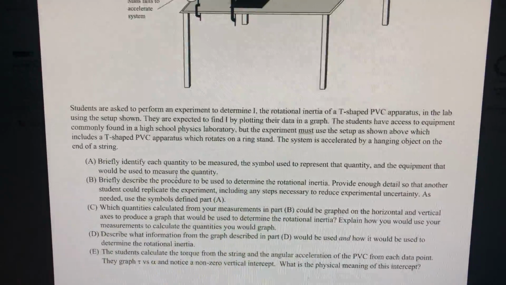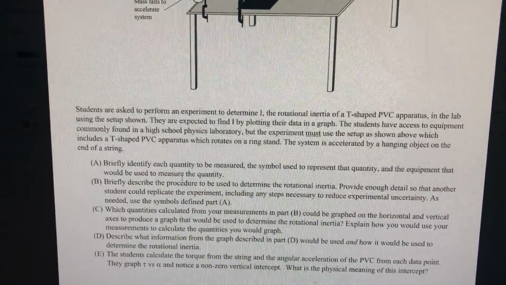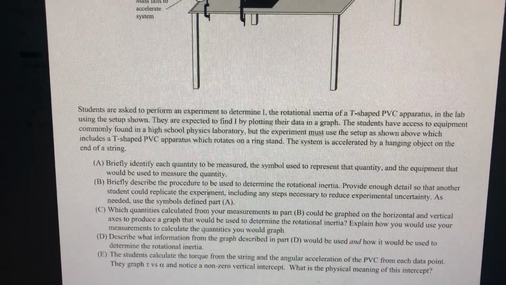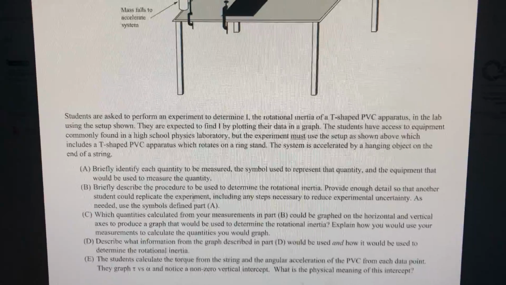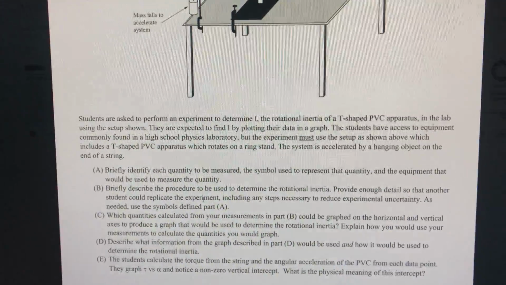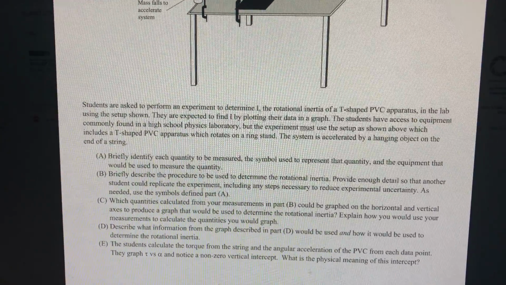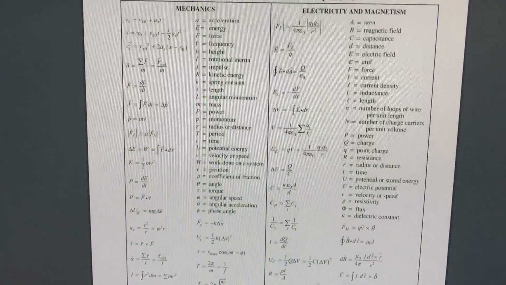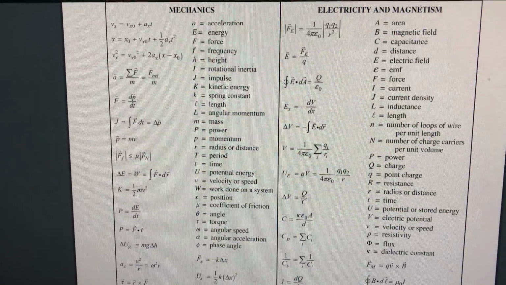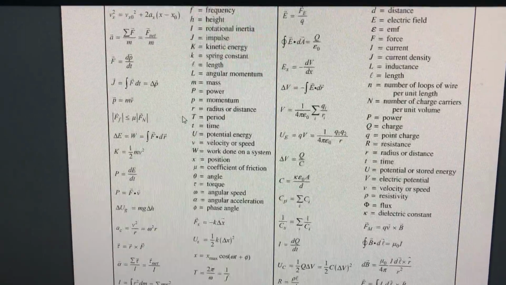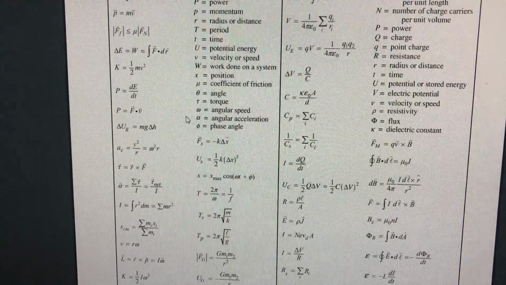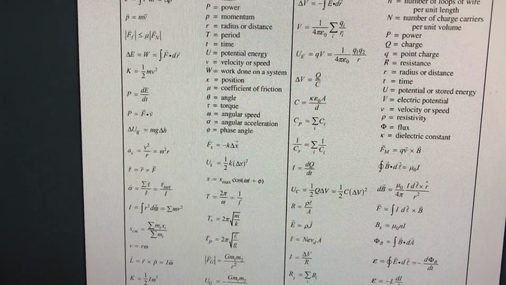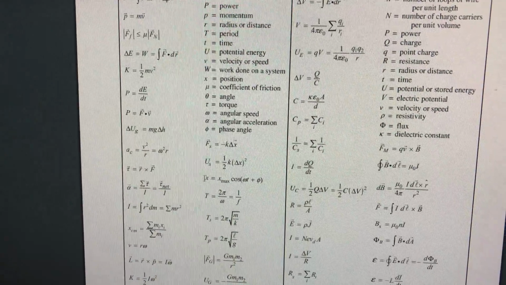Okay, briefly describe the procedure to be used to determine the rotational inertia. So now we actually have to figure out what we are going to do in order to get this rotational inertia. This is where I would start looking back at your equations. Your equation sheet is going to be helpful because we're looking for equations that have I in them. Got to find something that has I. Well, that has I, but I don't know that that's going to be helpful for graphing.